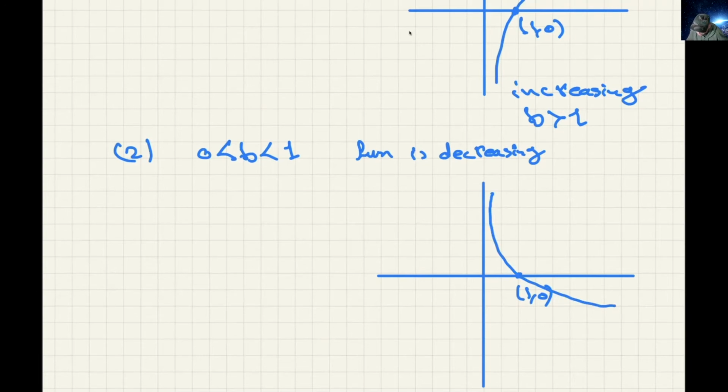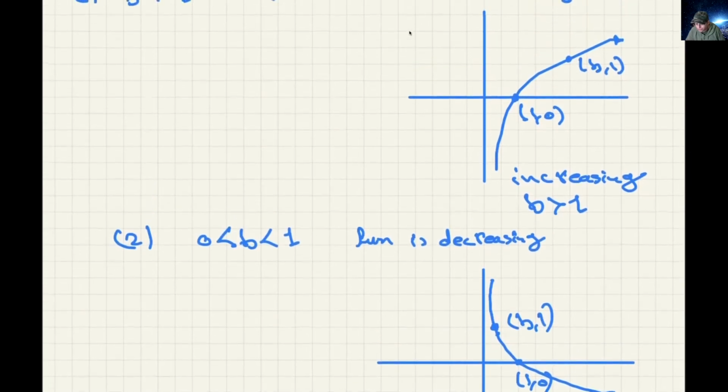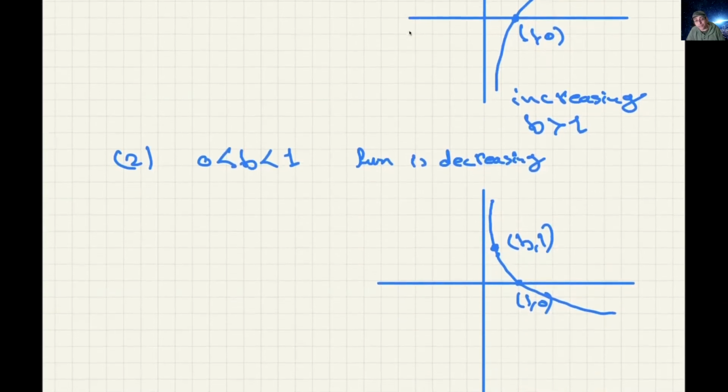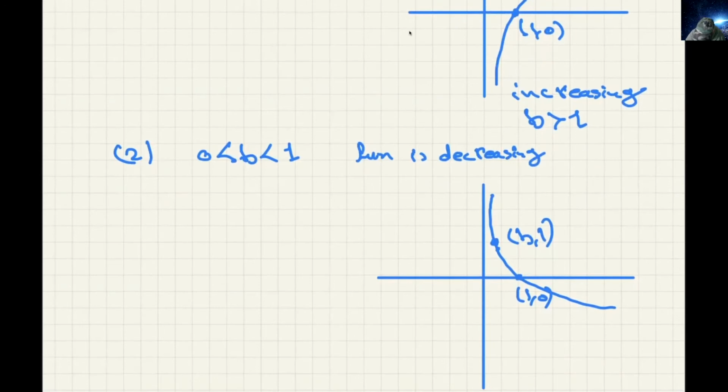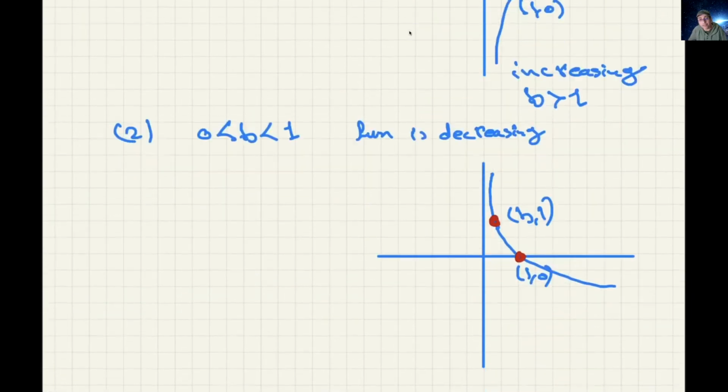So b is between 0 and 1. So b must be here, and b is, let's say, 1/4 or so. So it must be somewhere here. And this one is b and 1. So if you see here, b comes first, and then 1. Here 1 comes first, and then b, because b is greater than 1. Okay, so let's make these 2 points in red, so you can see the difference between the increasing and the decreasing. I hope that this is clear.